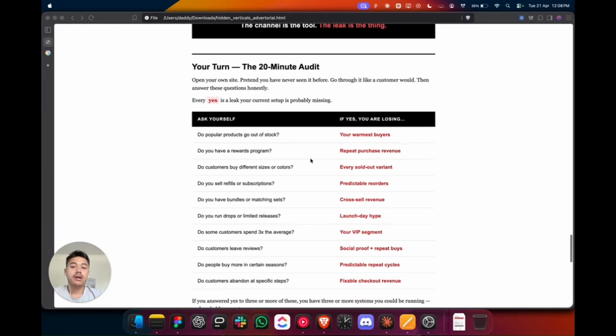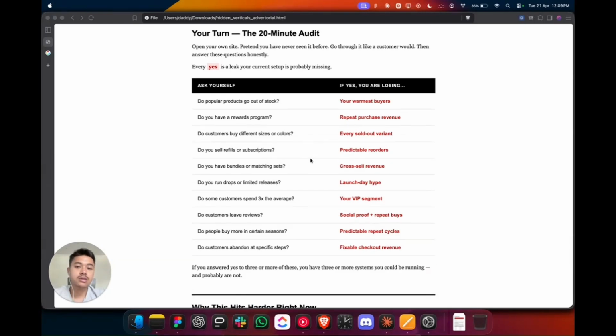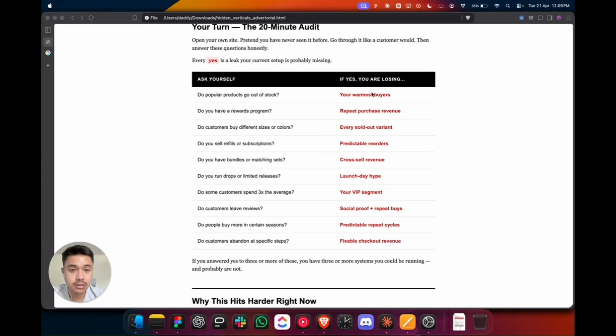Now I went ahead and created this very simple audit that you can do right away on your site. If you are a brand, you open your site, pretend that you've never seen it before, go through it like a customer would, then ask these questions honestly. Ask yourself this: do products go out of stock? If yes, then you're losing your warmest buyers, right? Then you are probably losing a lot of repeat purchases.